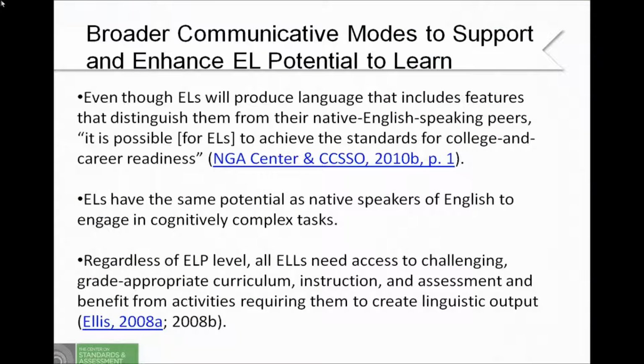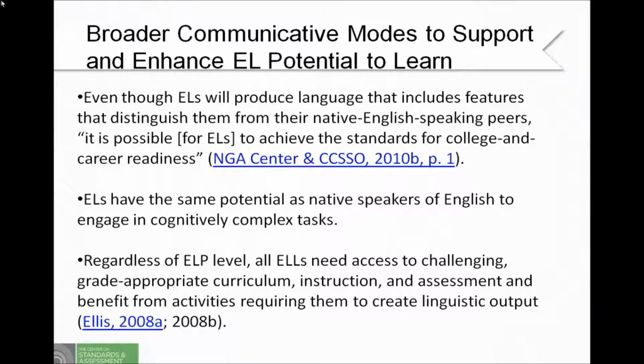And in some ways, this is again an issue of equity. Even though we know kids, ELs, will produce language that includes features that distinguish them from their native English-speaking peers, there's a general belief in this framework that it's possible for these students to achieve the standards for college and career readiness. So our job is to provide them with broader access and create ways to give them communication modes that will match their abilities.